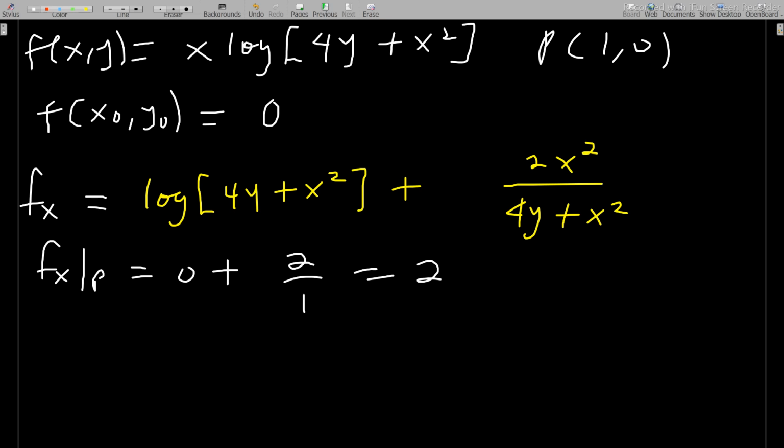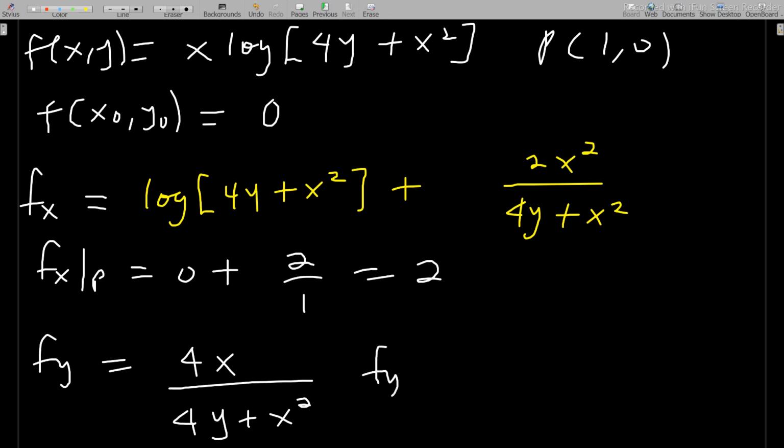Now we have to find fy. There's no y multiplier here, so there's no product rule. So differentiate the brackets, multiply it by the x, then all over whatever is in the bracket, because that is how you differentiate ln. And when you have fy simplified at p, it will also be equal to 4. Okay, so we have everything set. We have f of x naught, y naught, fx simplified at p, and fy simplified at p as well.